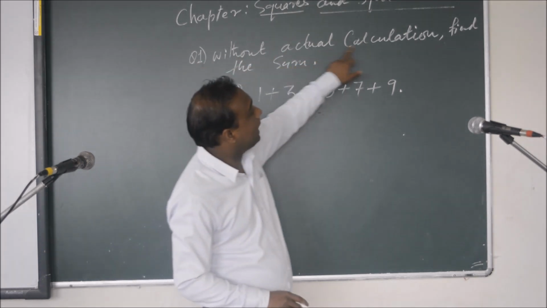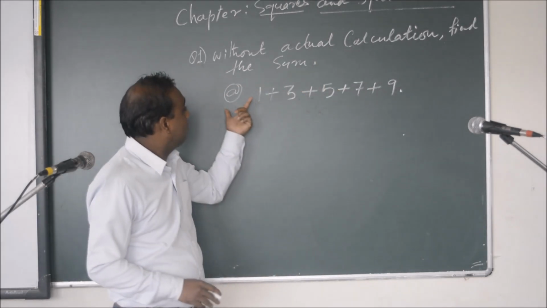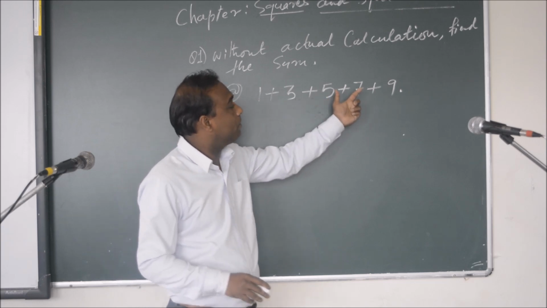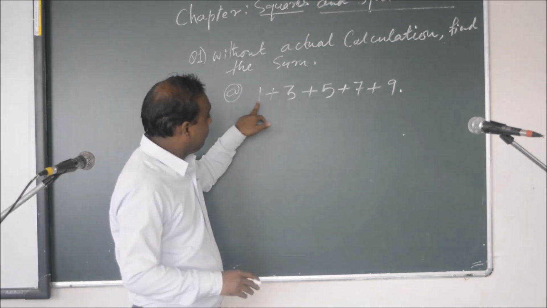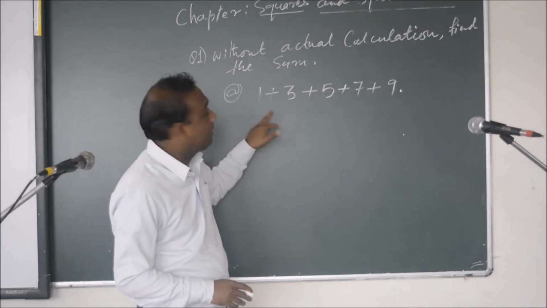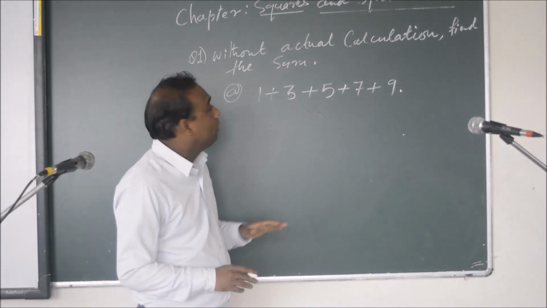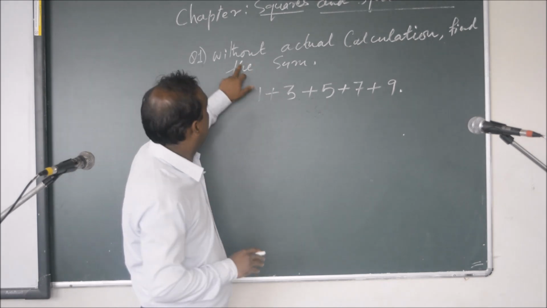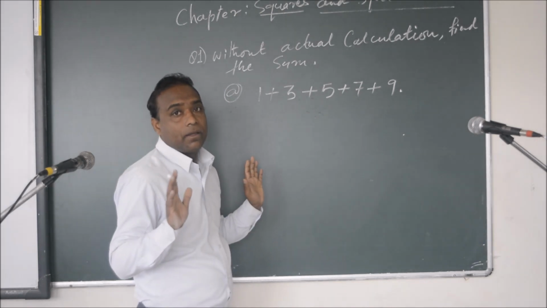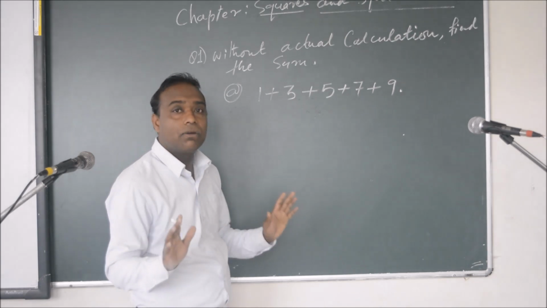Without actual calculation, find the sum. The question is 1 plus 3 plus 5 plus 7 plus 9. If you see these numbers, all of them are odd numbers: 1, 3, 5, 7, 9. So the question is without actual calculation, no need to do the calculation. You just have to find the sum.